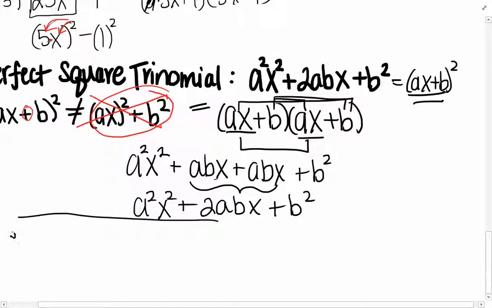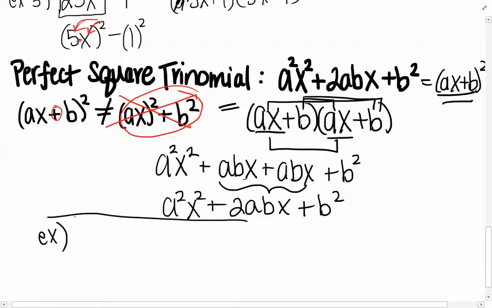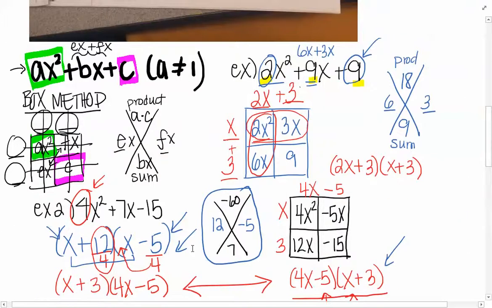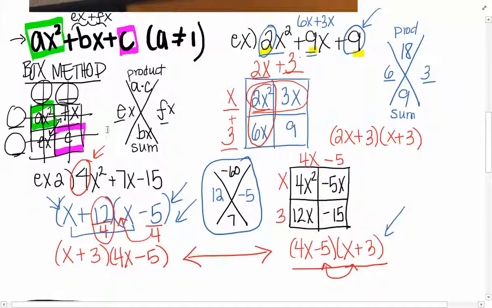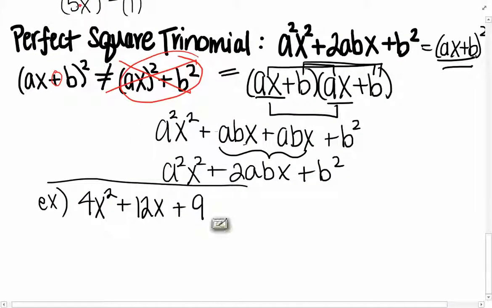So let's do some examples. So we have 4x squared plus 12x plus 9. So you could factor this exactly how we did these types, because that's essentially what they are. They are trinomials of the form ax squared plus bx plus c, where a does not equal 1. But you're going to find that knowing this shortcut is going to be handy. It's going to save you a lot of time.